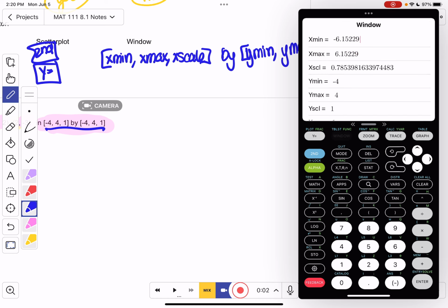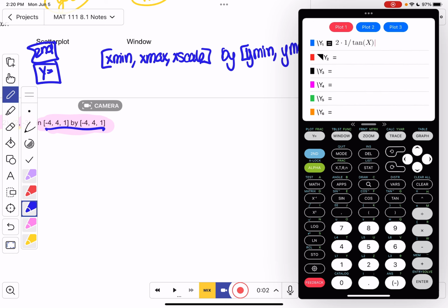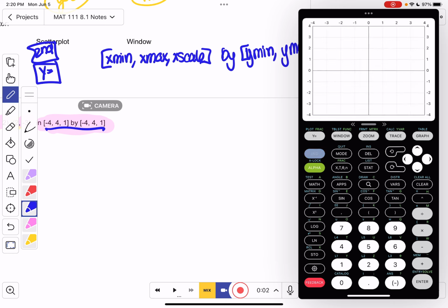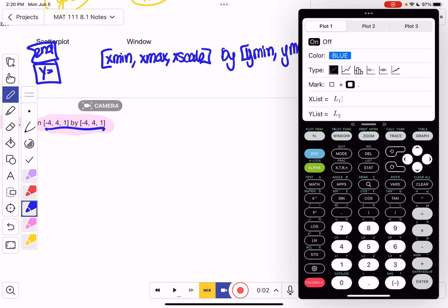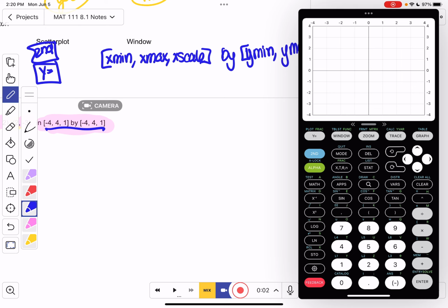So you hit the window button, which is up by the Y equals. We want it to say -4 for the min, 4 for the max, scale for the 1. We want it to count up by ones. And then Y min, -4, 4, and 1. Then when you hit the graph button, it zooms in to that, or it should zoom into your scatter plot.